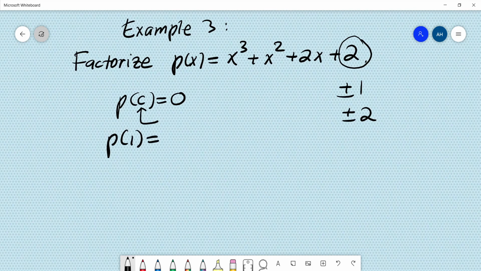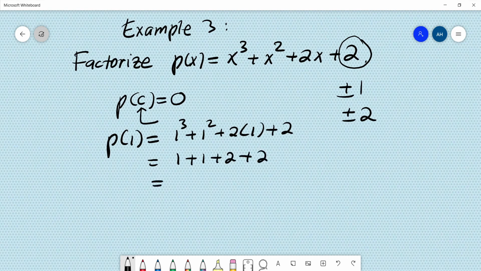Okay, substitute it into this polynomial. That is, if x equals 1, we have 1 cubed plus 1 squared plus 2 times 1 plus 2. So we have 1 plus 1 plus 2 plus 2. Of course, this is not equal to 0. So we are not interested in that.